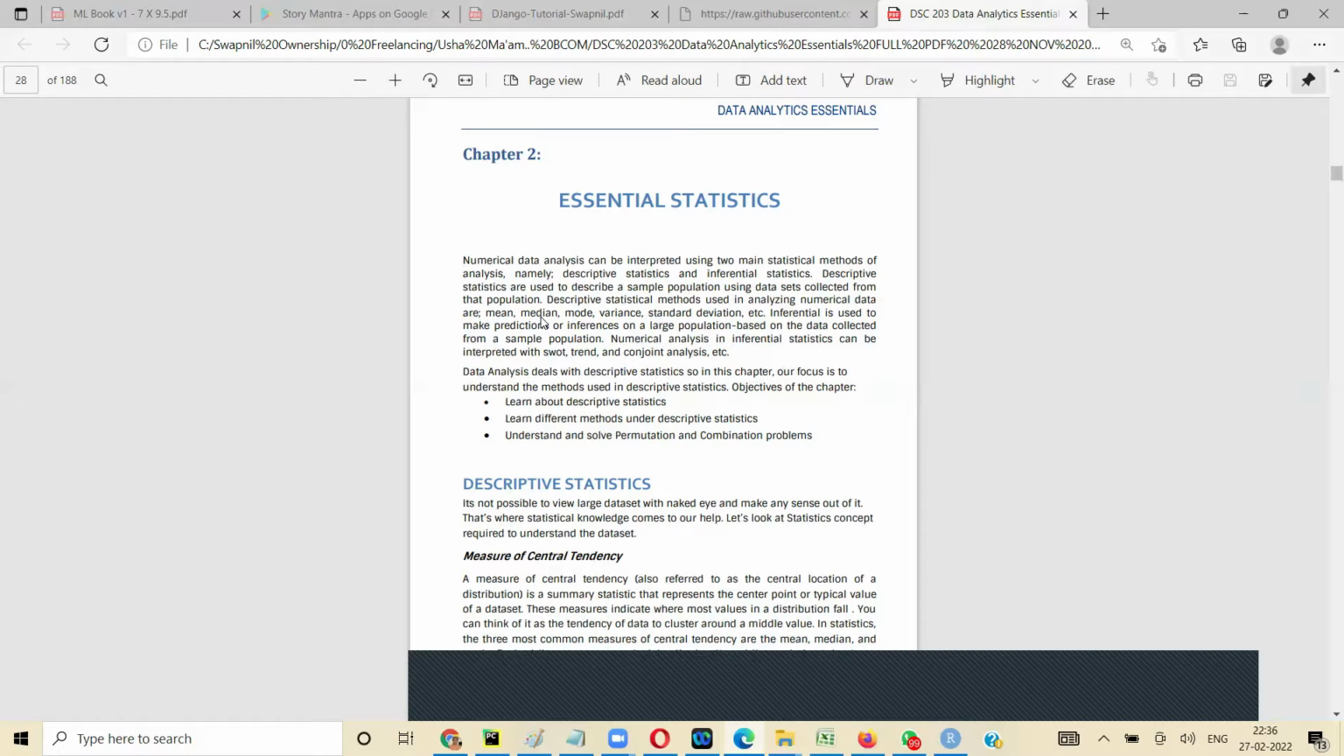In descriptive, we have access to all the records, and we are making our assumptions, our analysis, our understanding based on all the records. So that's the difference. What we're going to do in this chapter is to understand what kind of metric we use in this.